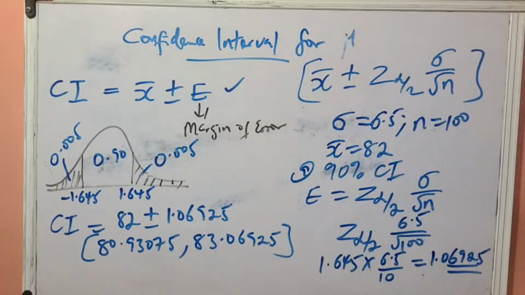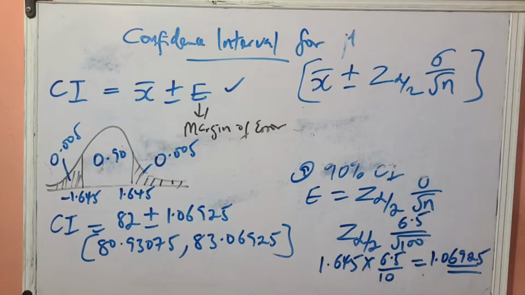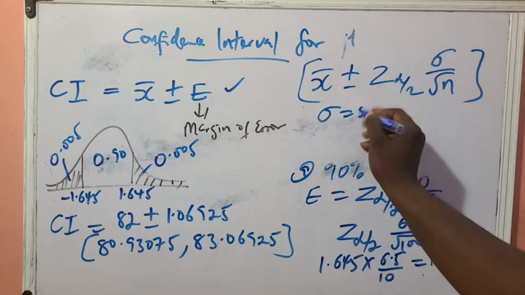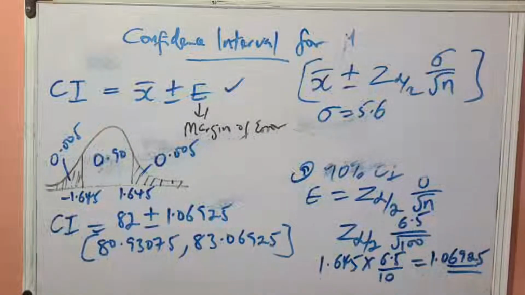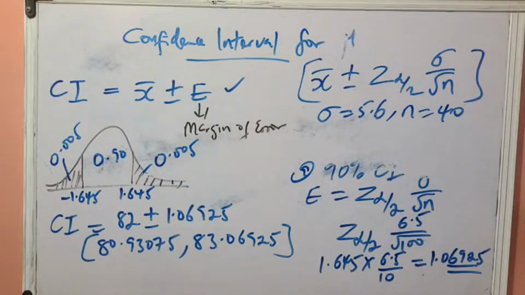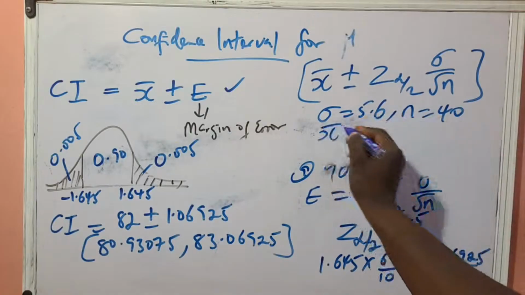So scores on an exam are normally distributed with a population standard deviation of 5.6. All right. Let me write the parameter here. Population standard deviation is giving us 5.6. A random sample of 40 scores on the exam has a mean of 32. A random sample of 40 scores means your n is 40. That means X bar equals 32.